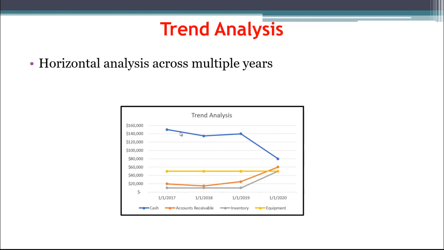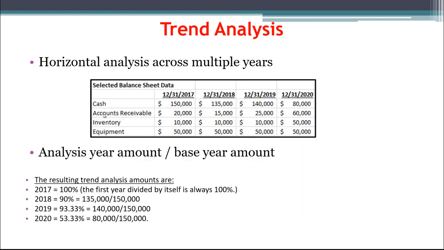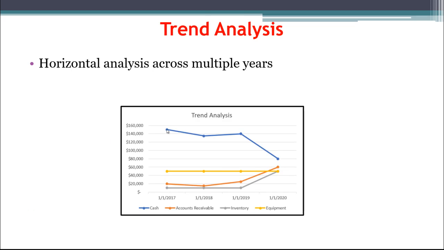What it ends up showing you when you plot it on a graph, here we have a line for each of those accounts, each of the 4 accounts we listed, and you can see cash. It took a small dip in the first year, slightly increased the second year, and then took a large dip that final year. Equipment stayed the same. We didn't change it at all. Accounts receivable took a slight dip and then started an increase. Inventory stayed the same and then took an increase.